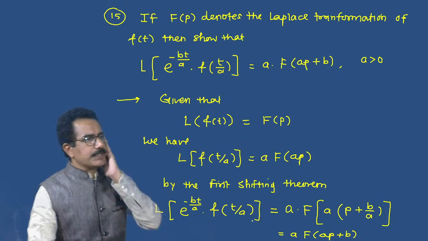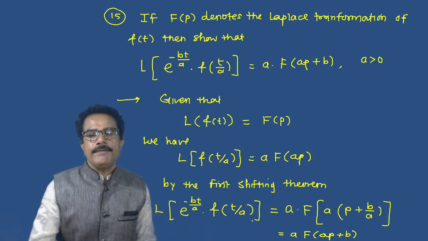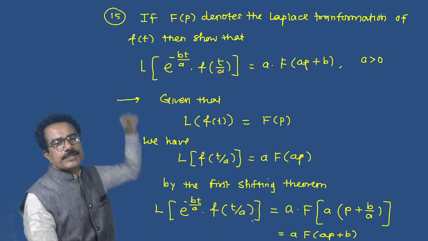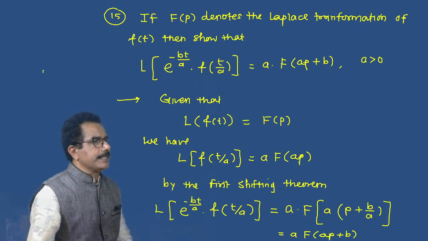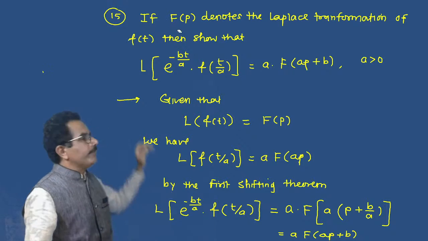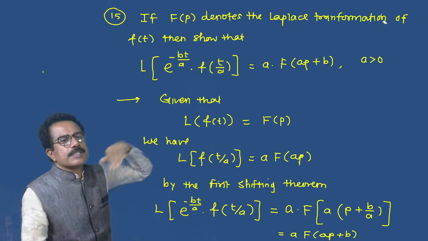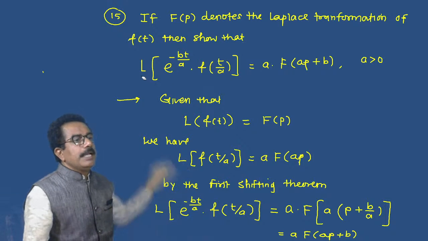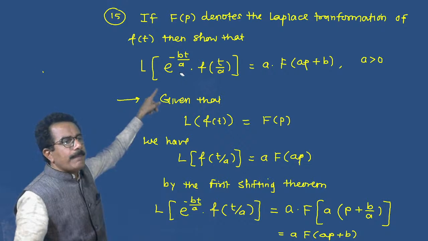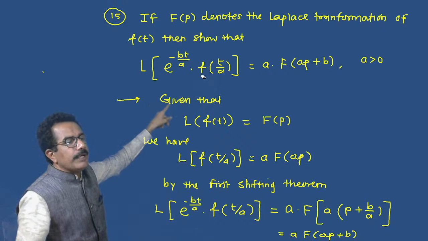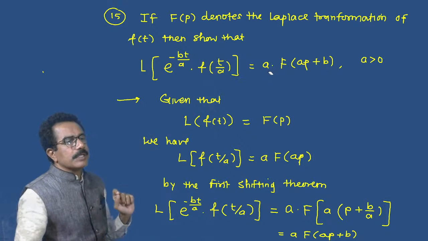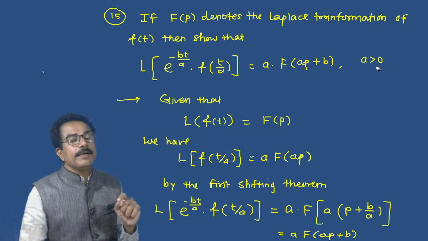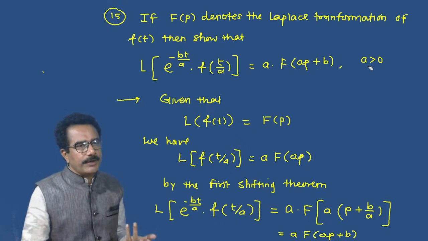Now the next example: if capital F of p denotes the Laplace transformation of small f of t, then show that the Laplace transformation of e raised to minus b by a t into f of t by a is equal to a into capital F of ap plus b, where a is greater than 0.